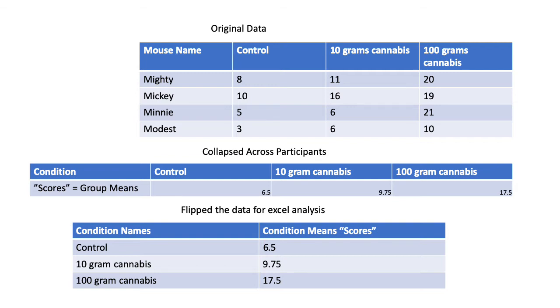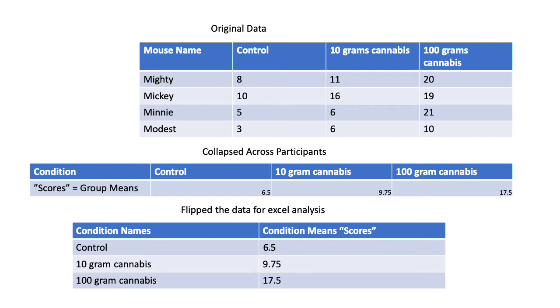All right, so we start with our original data here. And what I did was I went from my original data to a summary of my treatment effect, or a summary of my effect of my manipulations. The only way for me to do this is to average across all the individual mice. I know it's the right term, I'm just having fun. All right, so I averaged across all three of those conditions. So my control condition average is 6.5. My 10-gram cannabis condition is 9.75. My 100-gram cannabis condition is 17.5.